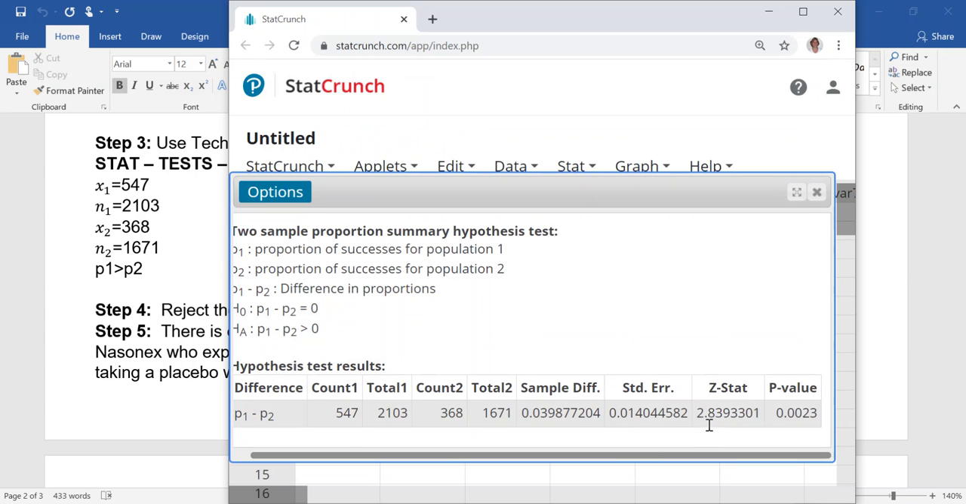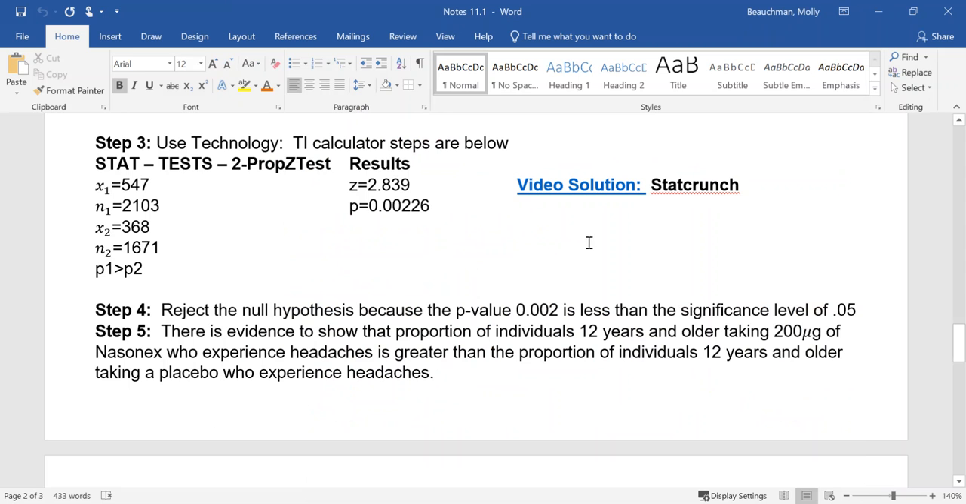We've got our z-score of 2.839 and our p-value of 0.0023. Okay, so that's how you use both the calculator and StatCrunch. Step 4, we're going to reject the null hypothesis because the p-value of 0.002 is less than the significance level of 0.05. So what does that mean? That means yes, there is evidence to show that the proportion of individuals 12 years and older taking the Nasonex who experience headaches is greater than the proportion of individuals 12 years and older taking the placebo.